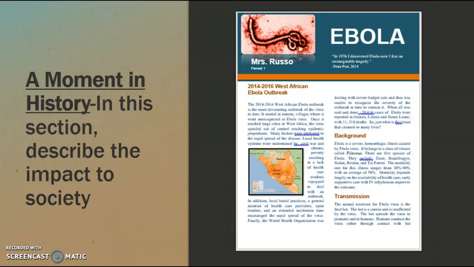Next, you'll need a section that I like to call a moment in history. Now, you don't have to name it that, but it's just more of a description of what the section is about, and it's where you're going to actually describe the disease's impact on society. My section is titled the 2014-2016 West African Ebola Outbreak.